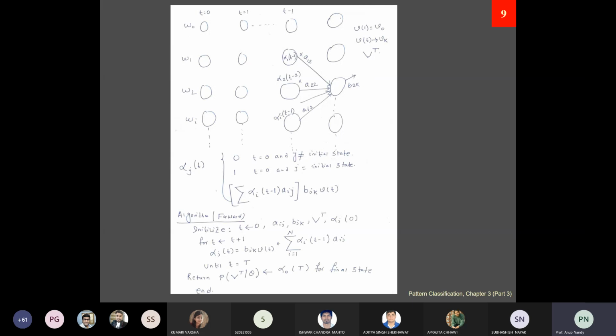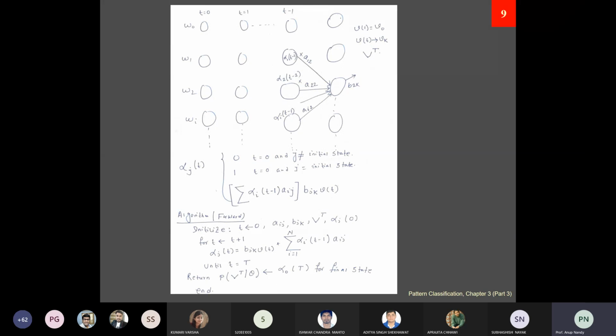So for this output symbol, what is the probability that this state emits an output symbol? That is b2k. b2k means that you are in this hidden state w2 and it generates an output symbol vk, that is, you can have vt equal to vk.